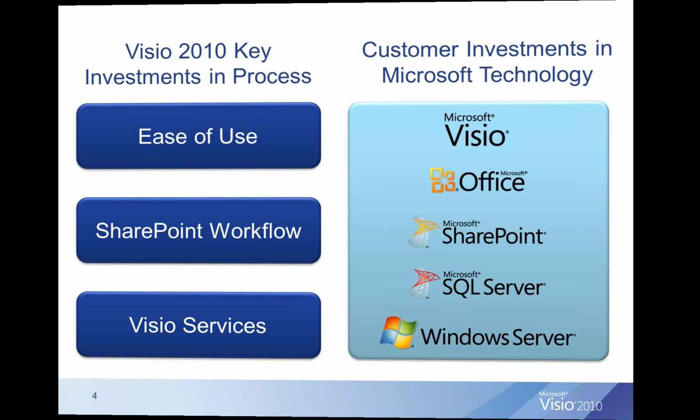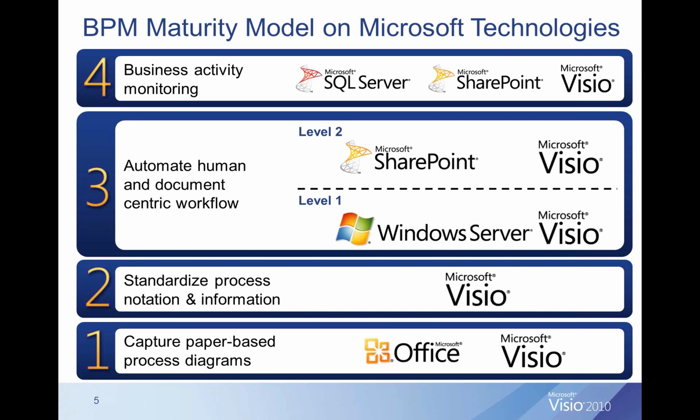Now, we're going to walk through these topics really in what we call a maturity model to give you a way to think about it. Starting at the bottom here with moving from sticky notes, maybe on a whiteboard or butcher block paper, to Visio, standardizing notation. We'll talk about BPMN today a little bit. Automating human and document-centric workflow. That's the SharePoint workflow template we just talked about.